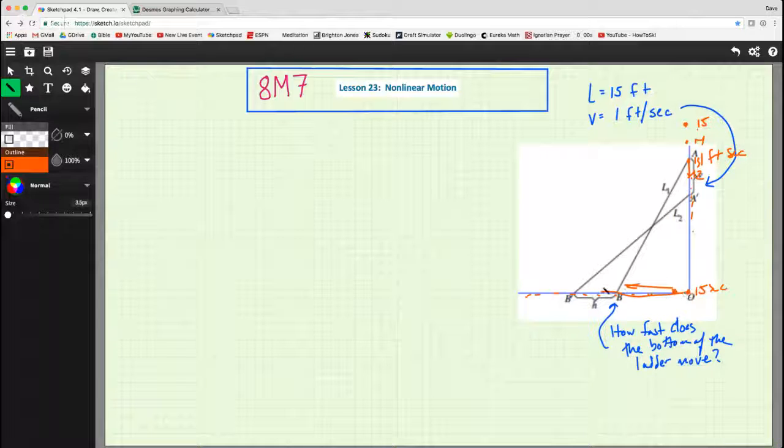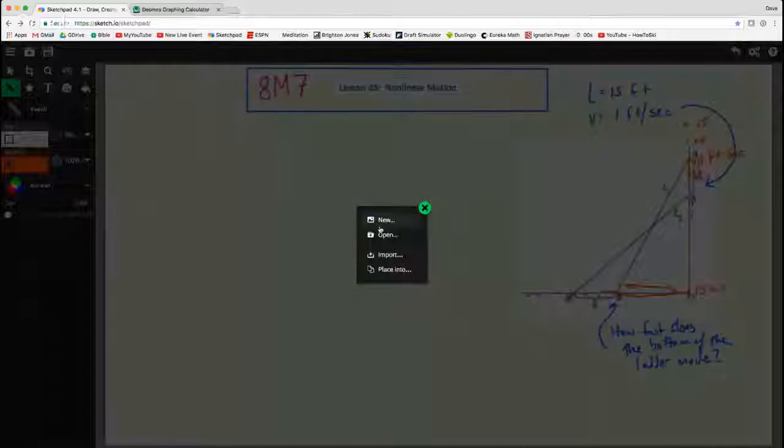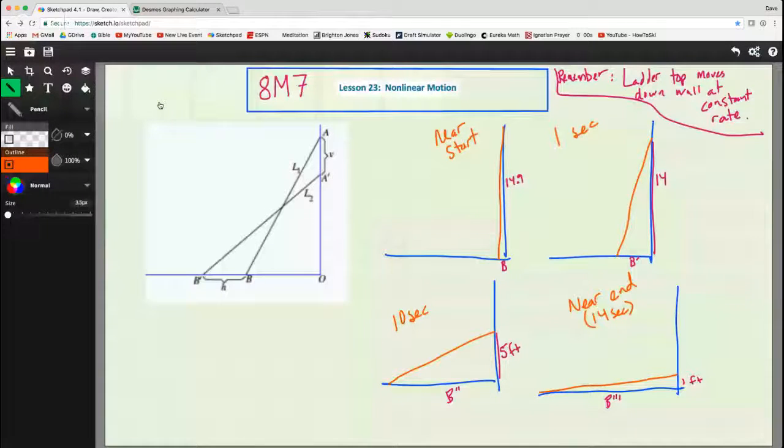And then we're going to graph it, and then we're going to use our slope formula to make estimates about how fast it's moving. So again, let's now move on over to this picture. And we can see that near the start, and this is how we're going to figure out where it is on the bottom part of the ladder, where it is at any point in time.